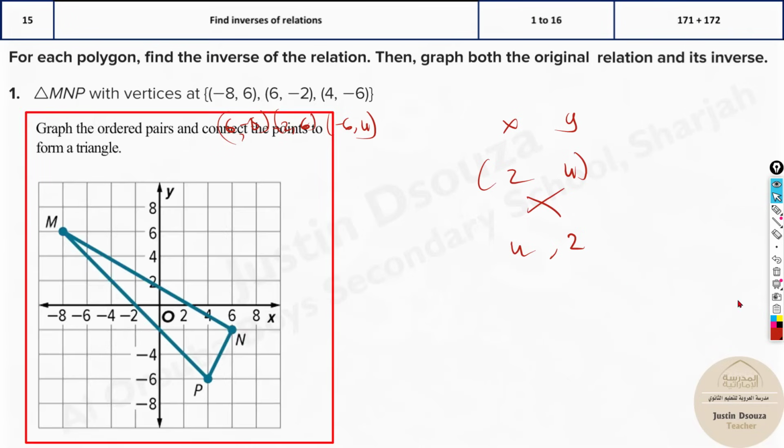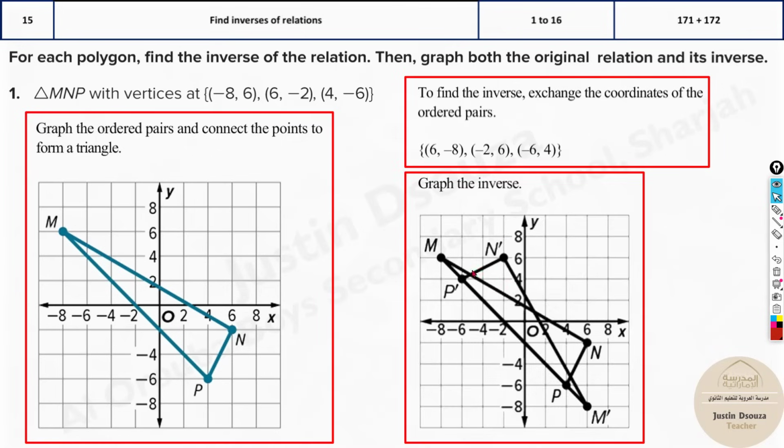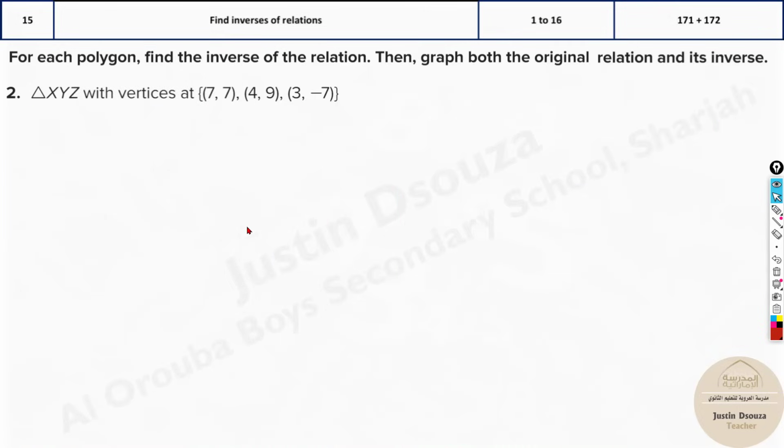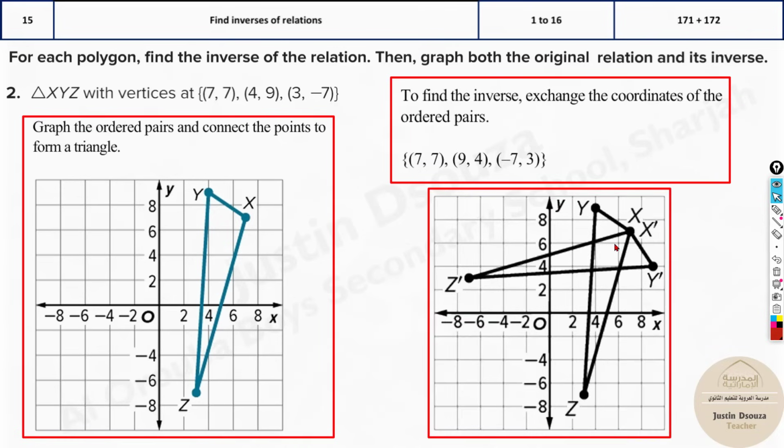Isn't it very simple? So all you need to do is from these points, swap them up: 6 minus 8, minus 2, 6, and minus 6 and 4, and plot them up. That would be the inverse of this particular triangle. All you have to do is swap the x and y and then plot it out. Here you might just get the coordinates. Over here, see, the first part is 7 and 7 itself. Then 9, 4, minus 7 and 3. You can see they just swap. X becomes y, y becomes x. And that's the graph.